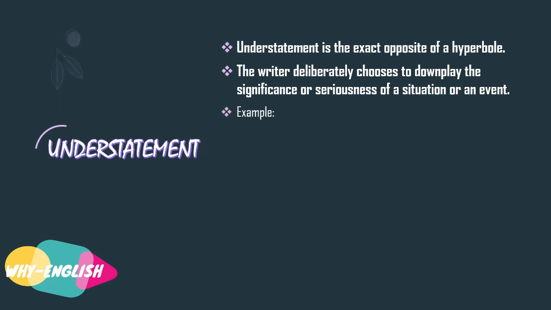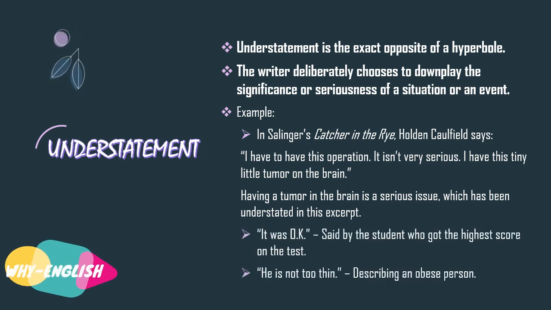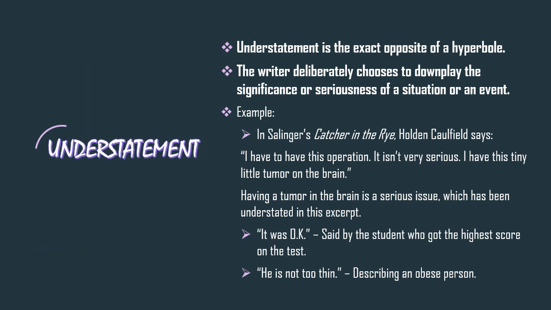The example is in Salinger's Catcher in the Rye, Holden Caulfield says, I have to have this operation. It isn't very serious. I have this tiny little tumor on the brain. Well, having a tumor in the brain is a serious issue, which has been understated in this excerpt. Jadi, menderita tumor, apalagi tumor otak ini, dianggap bukan hal yang serius. Padahal itu hal yang sangat serius ya.